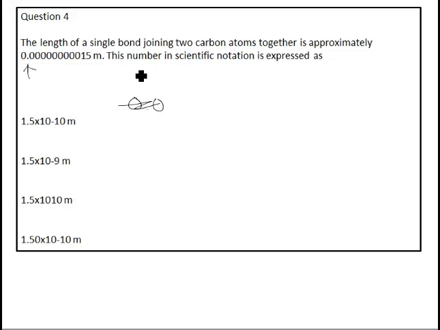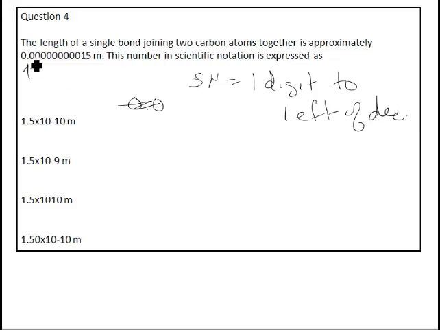And what the question asks is to express it in scientific notation. And the only thing you need to know about scientific notation is that there is only one digit to the left of the decimal. So we're going to move this as many places as it takes to get the decimal there. So 1, 2, 3, 4, 5, 6, 7, 8, 9, 10.